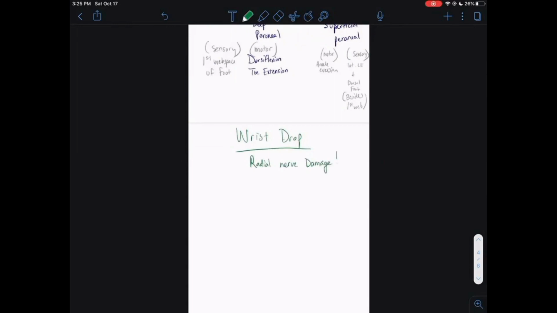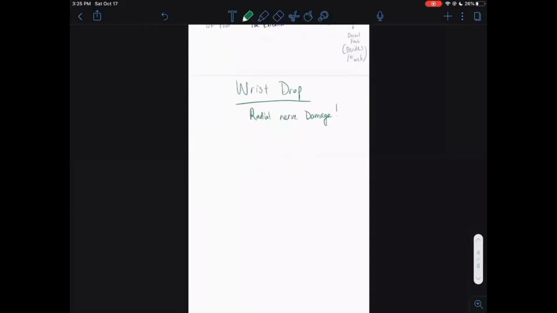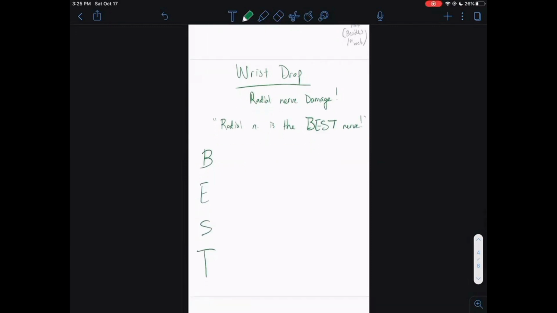All right, so this is one of my favorite mnemonics because it's gotten so many questions, and if you have a hard time remembering what nerves innervate what in your upper extremity, this will help you. So the mnemonic is the radial nerve is the best nerve. So write this out with me. Radial nerve is the BEST nerve. All right, so what you do is you write BEST down the side of your screen.